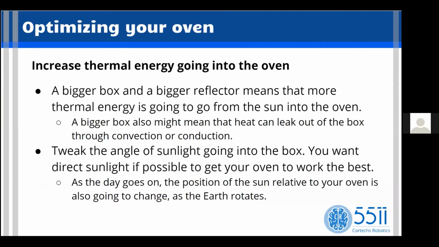To make your oven work the best, there's two main things that you'll have to do. First is to increase the thermal energy or heat that goes into your oven. Having a bigger box or reflector is going to help you. Bigger box or reflector means more surface area that the sun can enter your oven through. However, you also have to be careful with this.